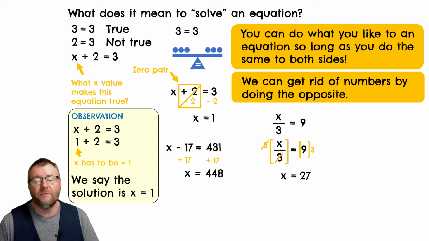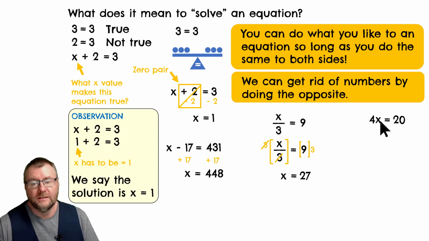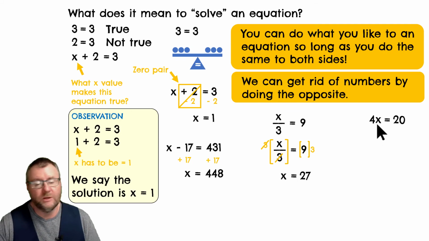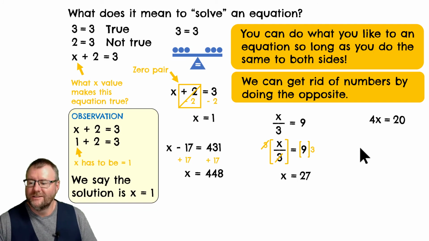One last example. What if I started with multiplication? 4x equals 20. 4x means 4 times x. They're being multiplied together. We just don't put the multiplication sign in. So I've got x times 4. The opposite of timesing something by 4 is dividing it by 4.